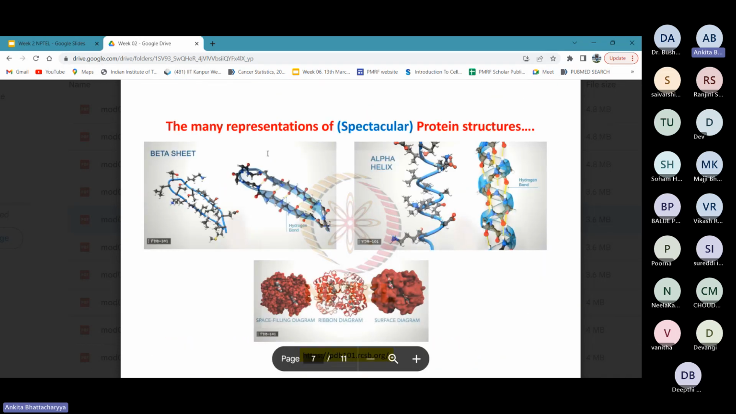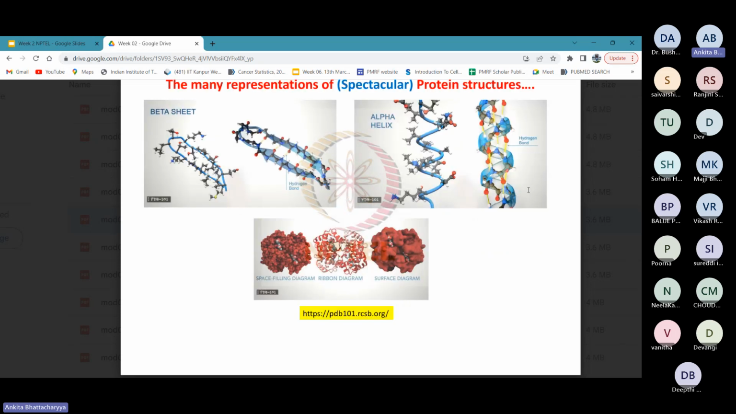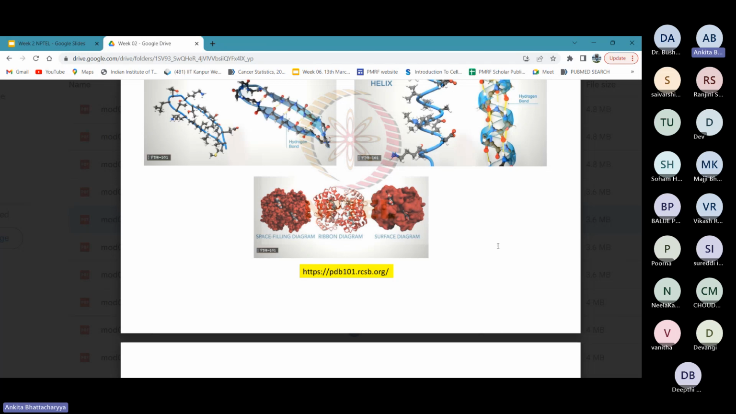So here you can see, like it's mentioned here, some spectacular protein structures. You can see how a beta sheet is formed with respect to each other. You can see alpha helices. You can see that hydrogen bonds are one of the major contributors that help in stabilization of these structures. And here you see that there are different representations of protein structures as well.